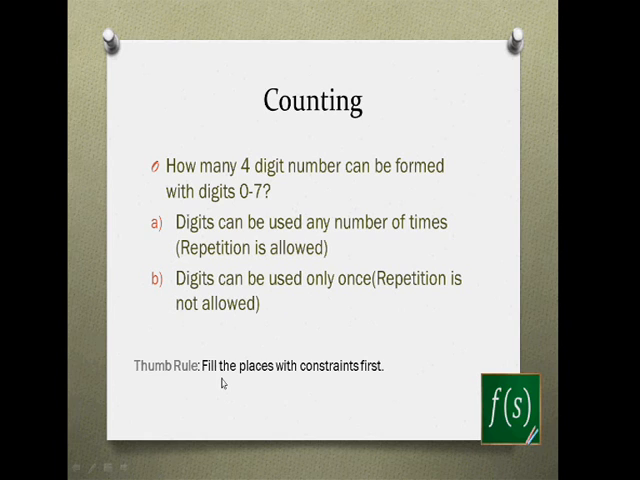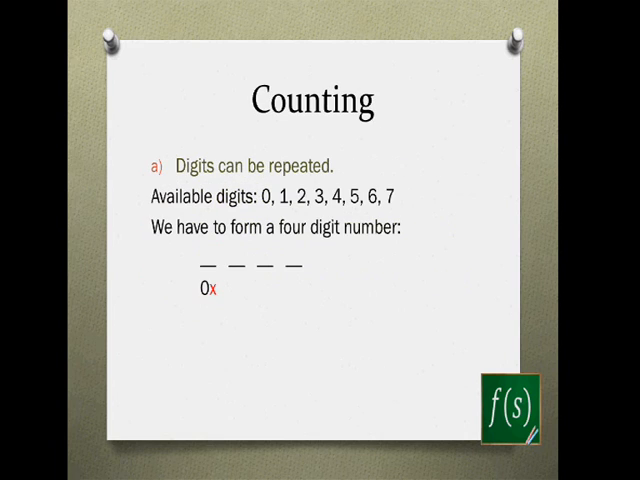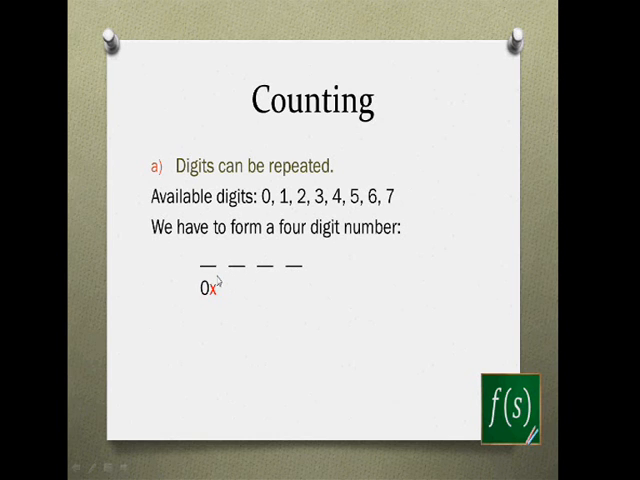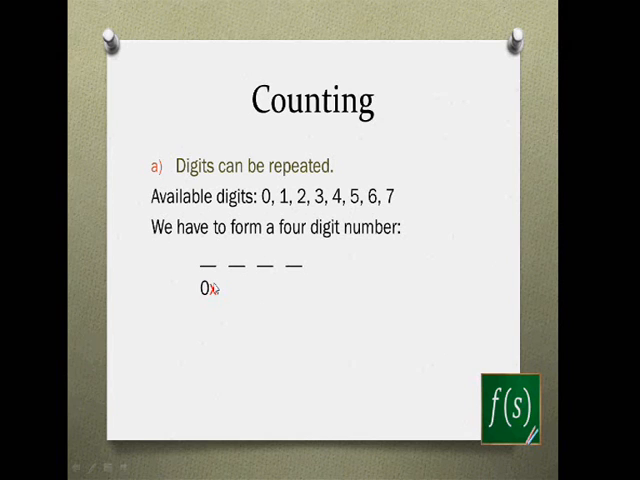Now the thumb rule to solve these kinds of questions is that you have to fill the places with constraints first. Since we have to form a 4-digit number, I'll create 4 places and then we'll fill those places which have some constraints on them first, right? So I'll start with the A part, when the digits can be repeated. You see here that I have created 4 blanks for 4 digits, and this place has a constraint that you cannot use 0 here. So this is the place that I will fill first, right?